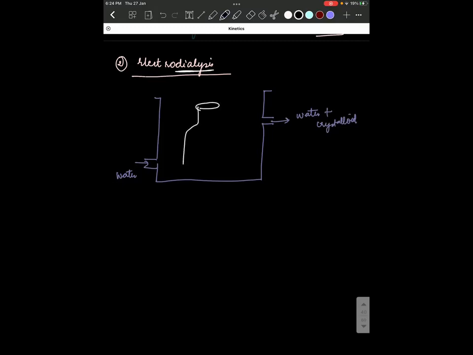Here we have this beaker, and this beaker has colloidal particles which can be seen with the naked eye, but the true solution particles cannot be seen, so they will be in this beaker only. Now these two solutions will have positive and negative charges.